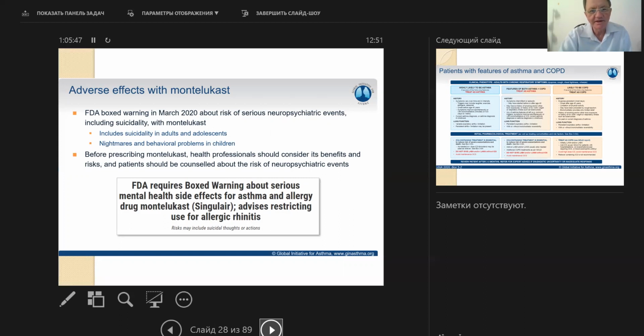it's an anti-leukotriene drug, and now the FDA has made conclusions that significant side effects of montelukast include suicidality in adults and adolescents, and behavior problems in children. That's why, if you prescribe these drugs, you should know about these adverse events. The FDA issued a boxed warning in March 2020 about the risk of serious neuropsychiatric events with these drugs.